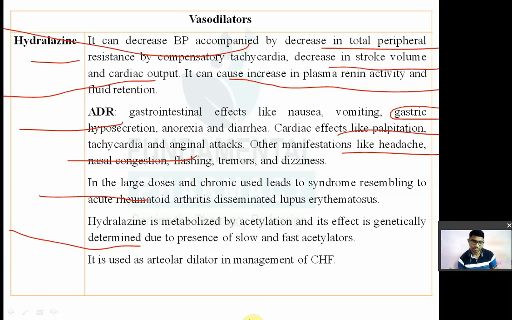So okay, then it is used as an arteriolar dilator in the management of congestive cardiac failure. It will dilate only the arteries. So it is used in the treatment of congestive heart failure as an arteriolar dilator. Actually, these vasodilators have limited application as antihypertensives because of their adverse effects.